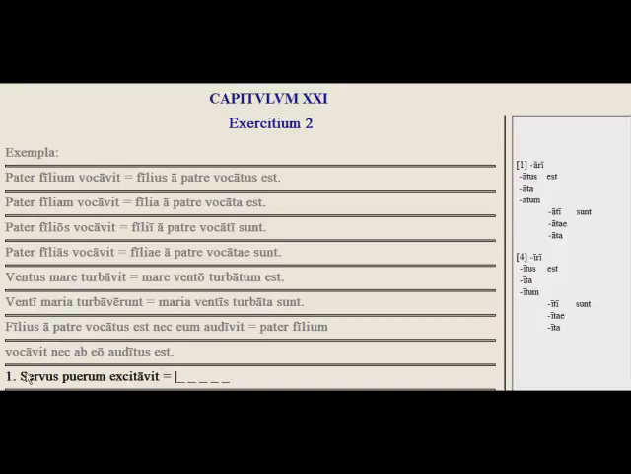So let's practice here. We have the slave woke up his son. So you want to say the son was awoken by the slave. So puer, subject. Change puerum to puer. By the slave, a servo, was awoken. Excitatus est. Go ahead and try the rest of those.